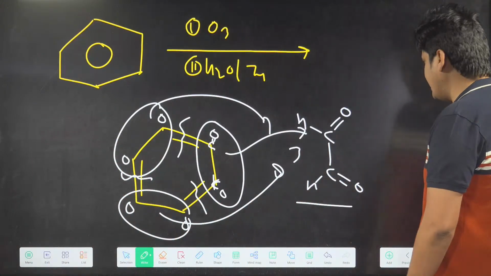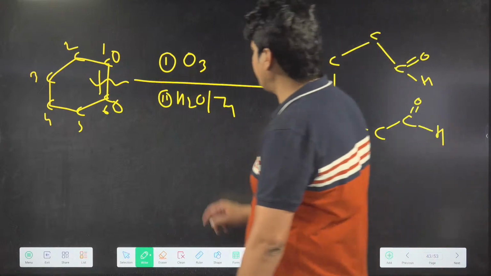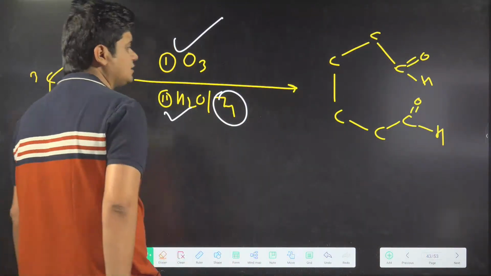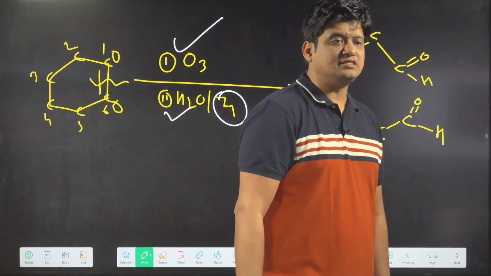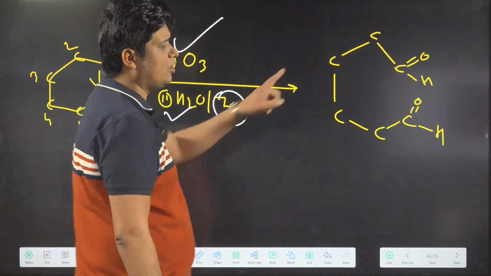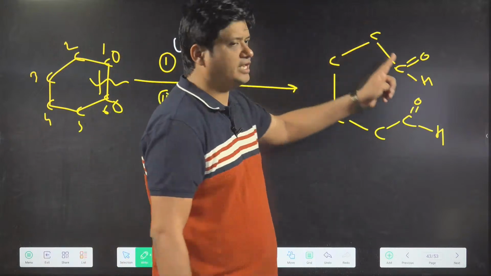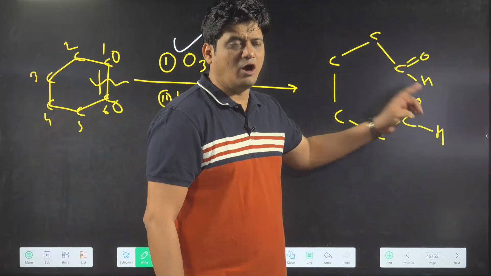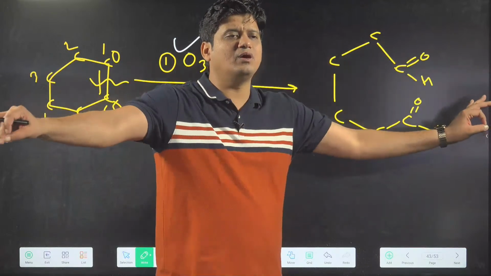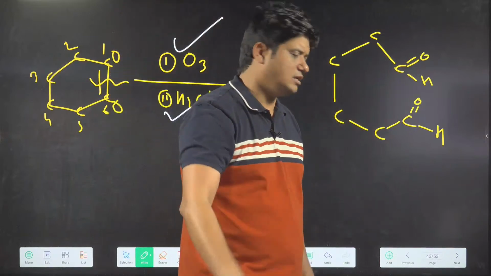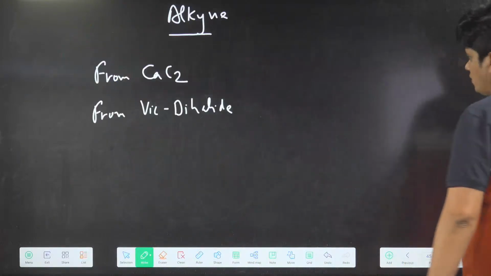For ozonolysis, what is the identification there? They will give you O3 followed by addition of H2O in the presence of zinc dust. Zinc dust is there, so don't oxidize the aldehyde further. How to find the product? Break double bond, bind oxygen. This is the concept for ozonolysis.